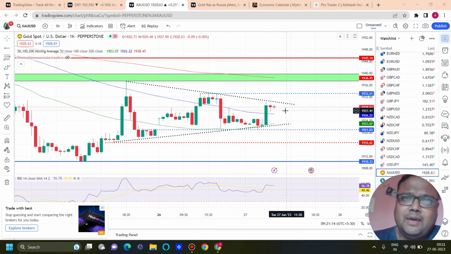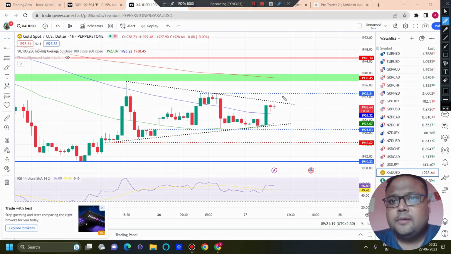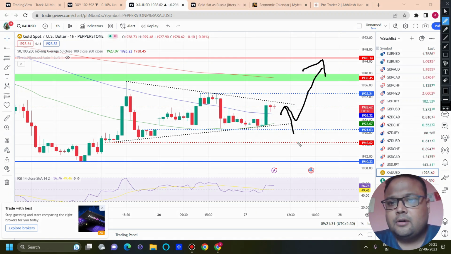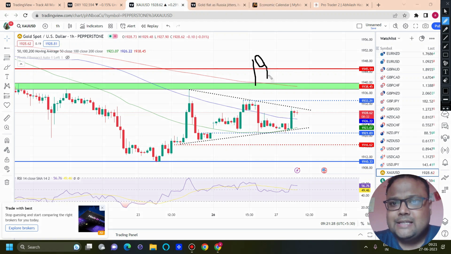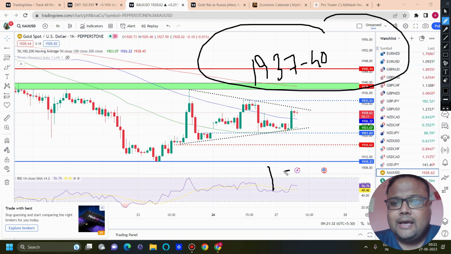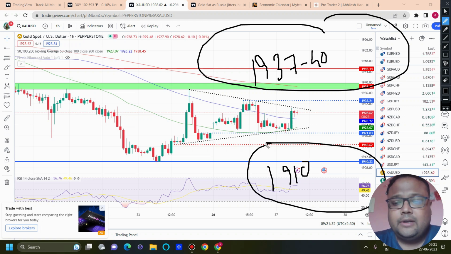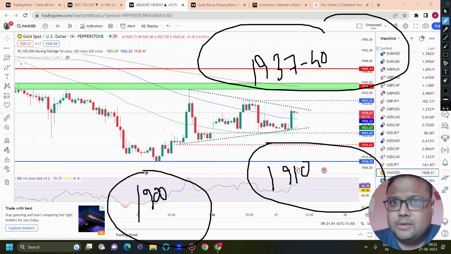Maybe by the US session or by tomorrow we will get to see a big breakout like this or like this. But as of now the range of gold is 1940, precisely 1937 to 1940 at the upside, and then we have 1910 on the downside. Though we do not have any strong support around the 1900 level, 1900 is a round number, a psychological level, so as a result 1900 is also a support for the market.